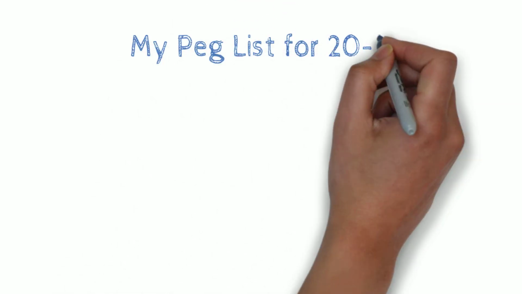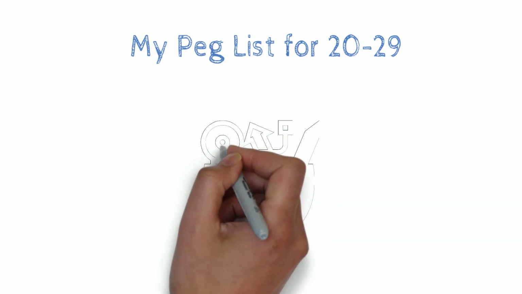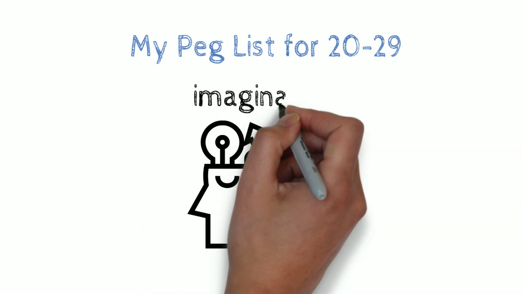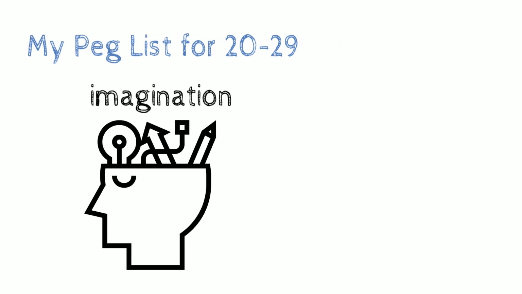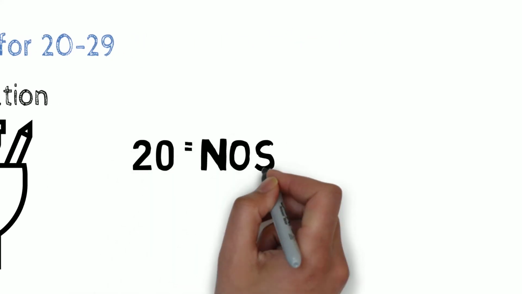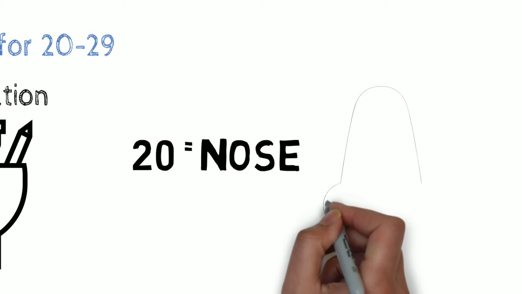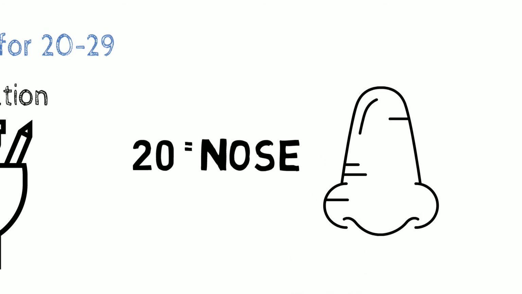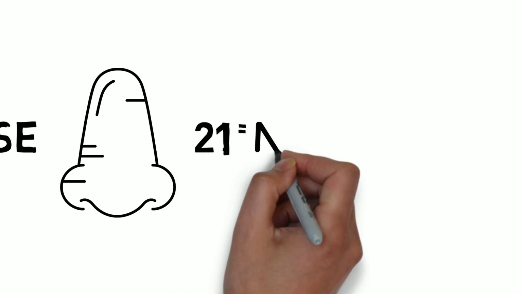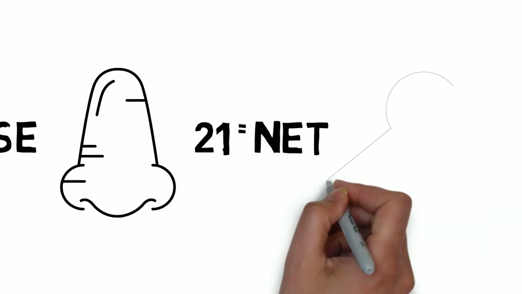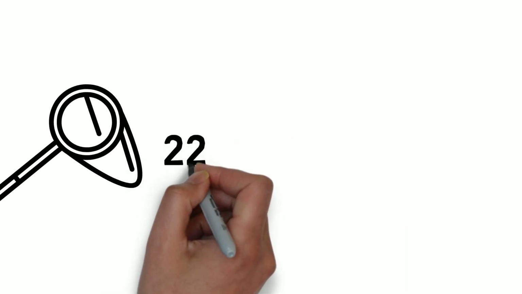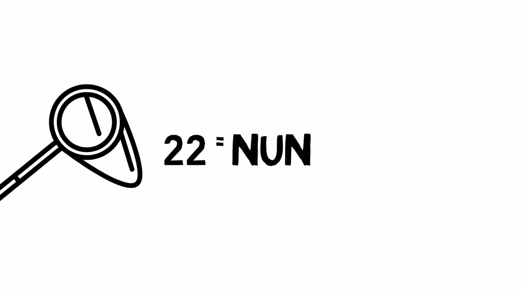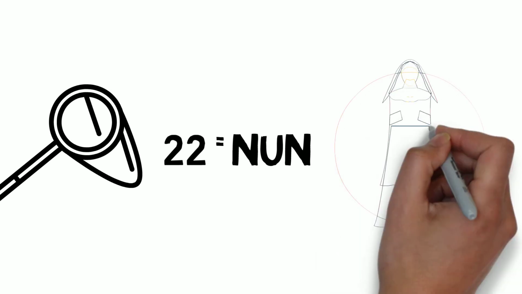So to help you come up with your own memorable list, I'll show you mine and how I use my imagination to visualize them. You can use my suggestions, but it's highly recommended that you create your own peg list using your own imagination. So for number 20, I use the word nose to remember it. I imagine my nose whenever I see the number 20. For 21, my peg word of choice is net. I picture a net full of fish. For 22, I use the word nun, and I visualize myself talking to a nun.